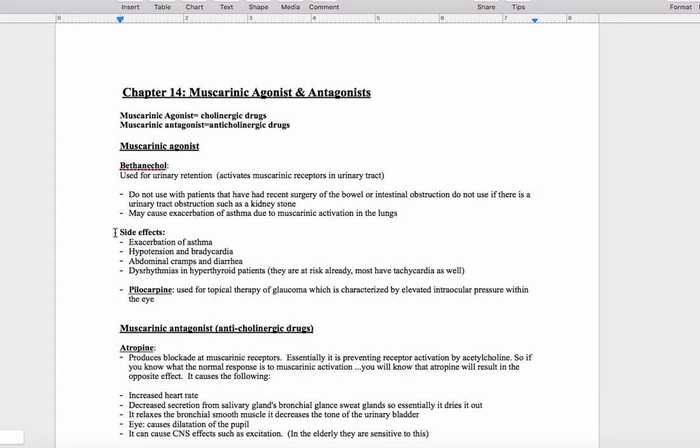If you're looking back at the parasympathetic nervous system, if it's turning it on, it can have these side effects that go right alongside with it. So that's the one muscarinic agonist that I would take a look at.